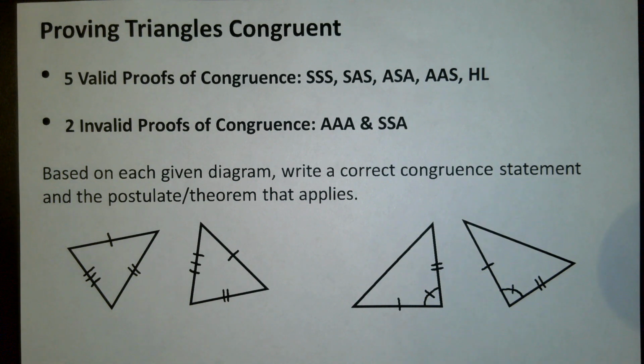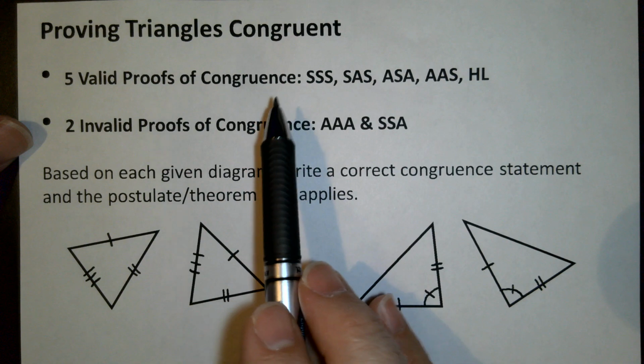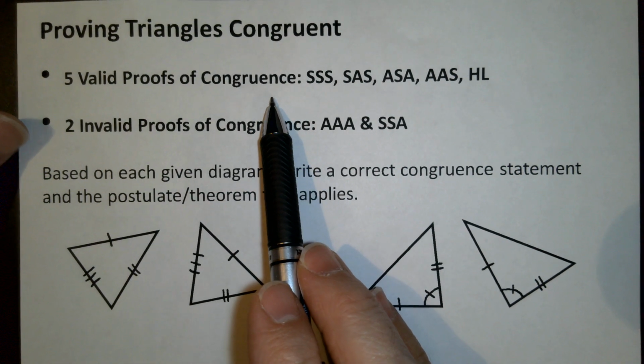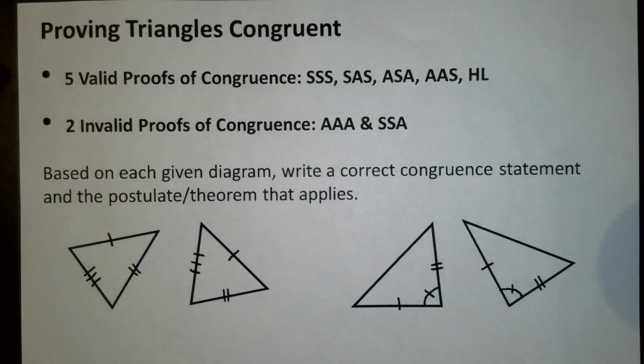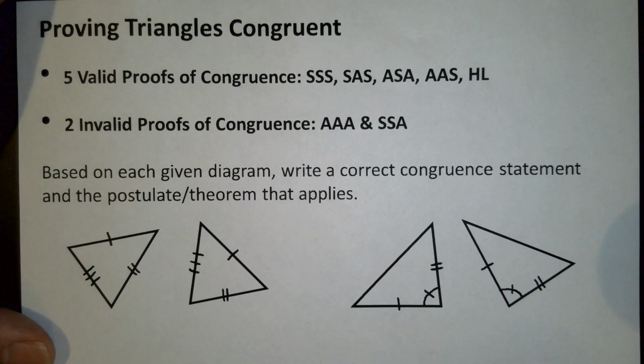Well, it turns out that there are 5 valid ways to prove triangles congruent. And then there are 2 ways that many people think, at least at first, that they would prove it, but they don't. These are invalid proofs, and we'll look at those briefly in just a moment. So first off, now our instructions. Based on each given diagram, write a correct congruent statement and the postulate or theorem that applies.